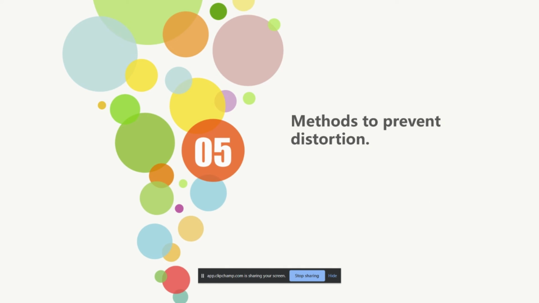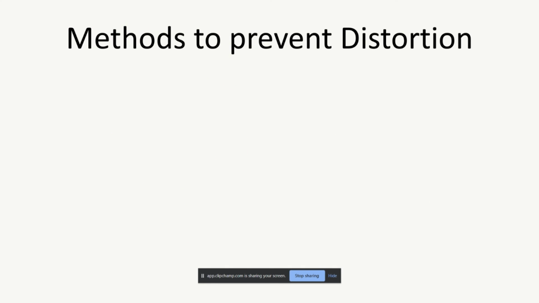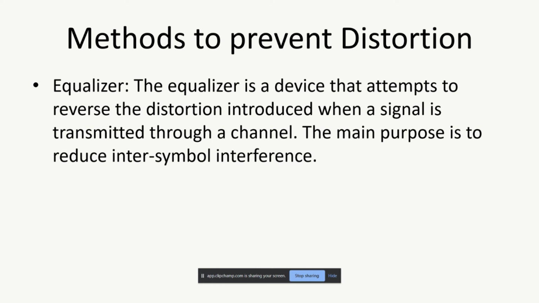Distortion is a main parameter that interferes with communication, so it is very necessary to prevent it. So there are some methods to prevent distortion. First one is the equalizer. The equalizer is a device that attempts to reverse the distortion introduced when a signal is transmitted through a channel. The main purpose is to reduce intersymbol interference.